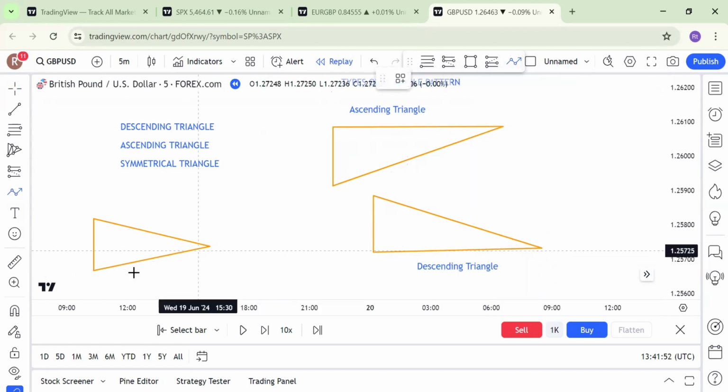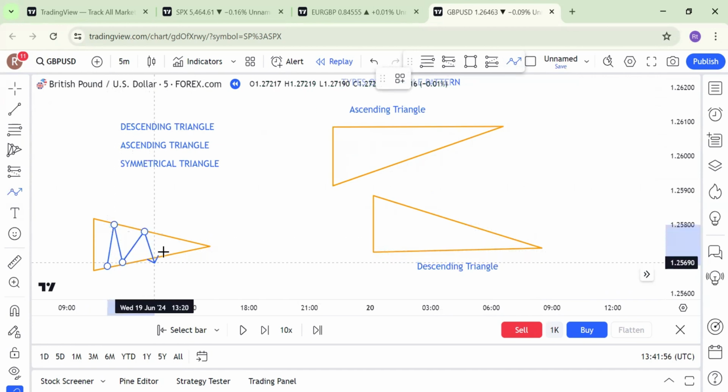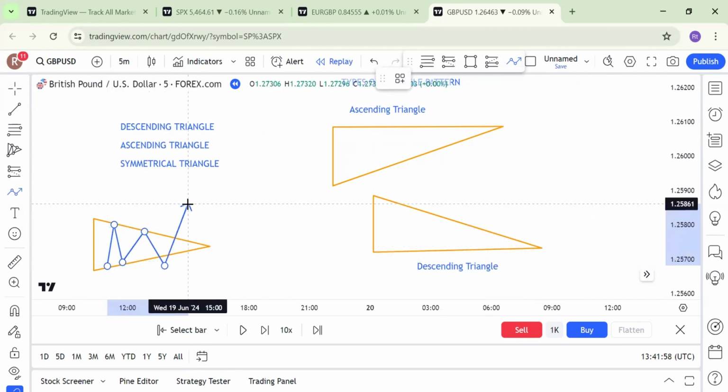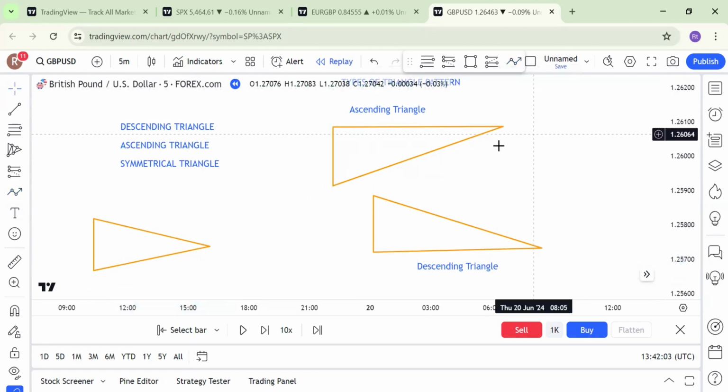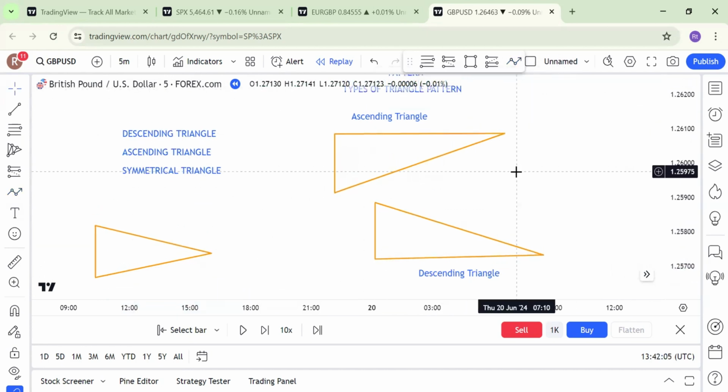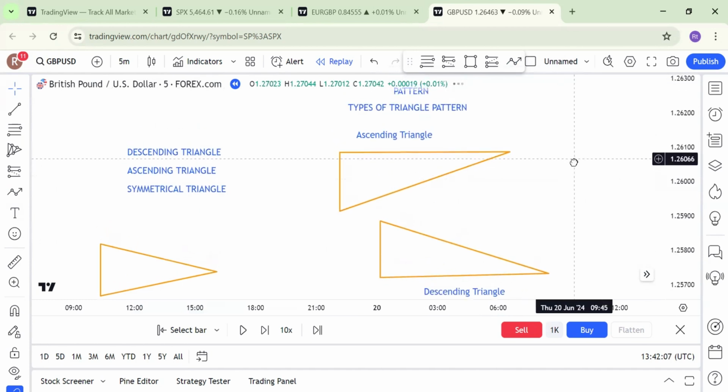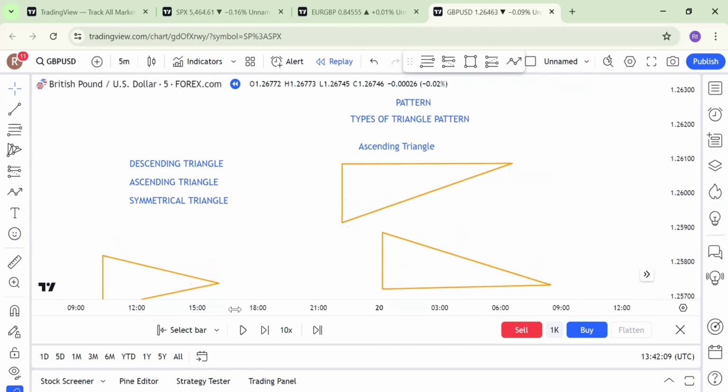And then for this, you have a series of something like this, and it can either break to the upside or break to the downside. Do you understand? So that's what I am talking about. I hope you guys are getting it. So let's look quickly at examples on our chart.